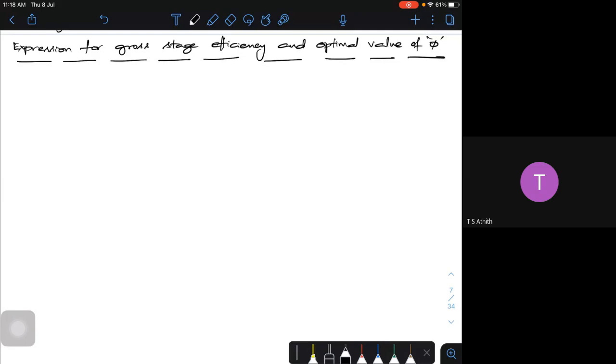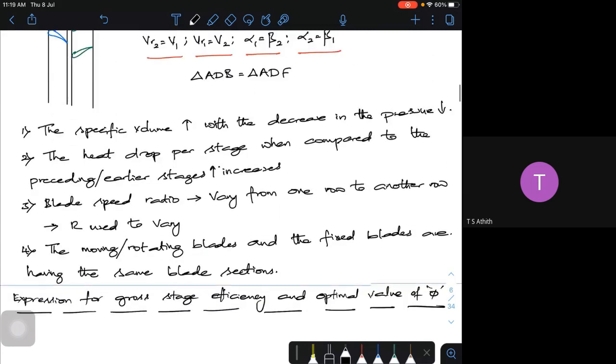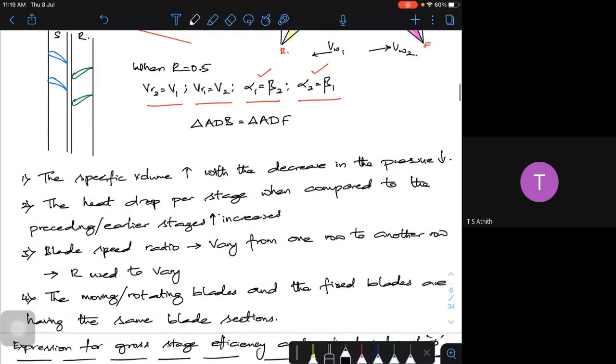Already we have drawn the velocity triangle. Now, if I try to consider the enthalpy drop, that is delta H for stator and delta H for rotor. Let's try to write delta H for the rotor. It will be in terms of relative velocity. So VR2 square will be equal to V1, something like that.